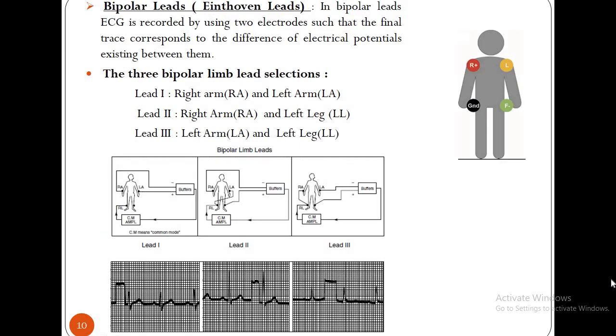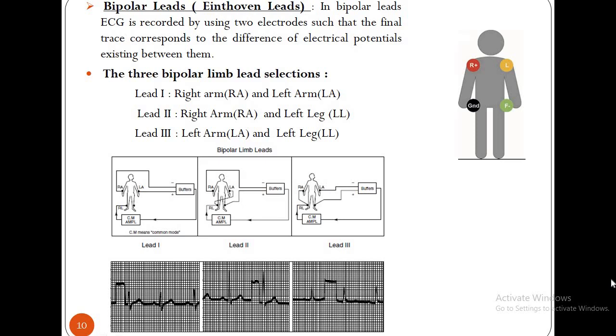In bipolar leads, ECG is recorded by using two electrodes such that the final trace corresponds to the difference of electrical potentials existing between them. They are called standard leads and have been universally adopted. They are sometimes also referred to as Einthoven leads. There are three bipolar limb lead configurations: lead 1, lead 2 and lead 3.